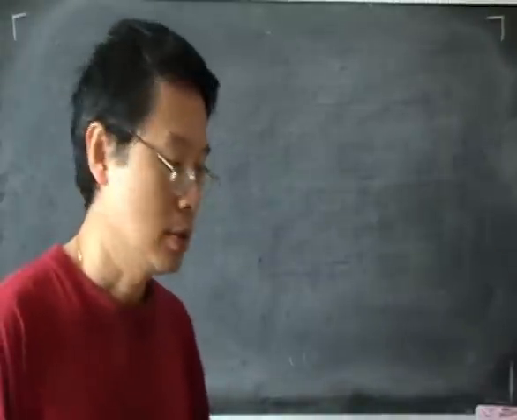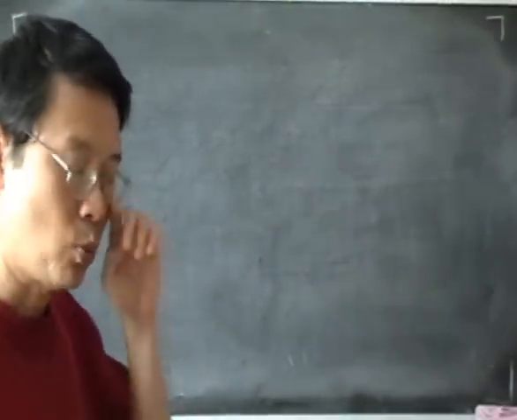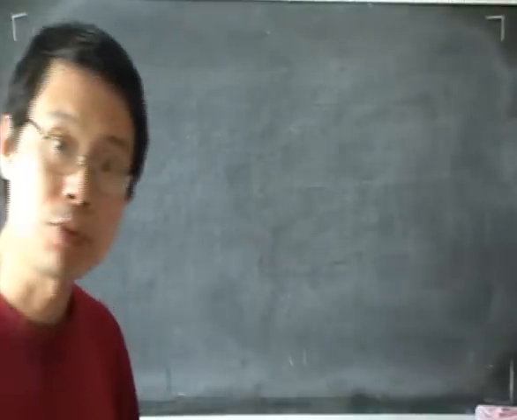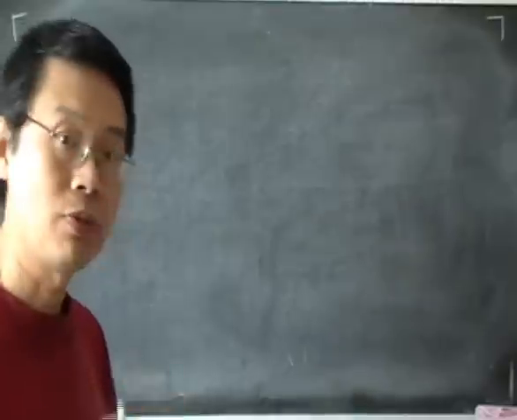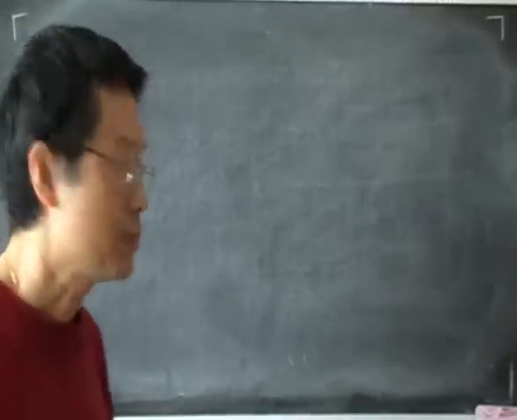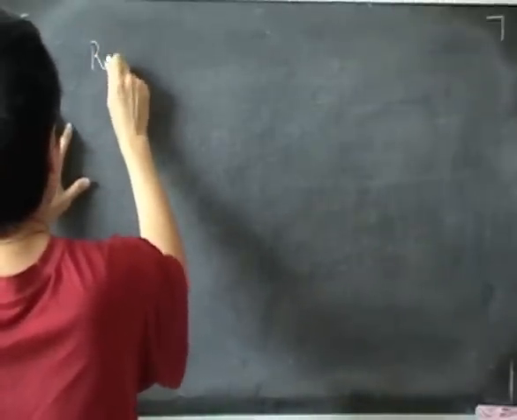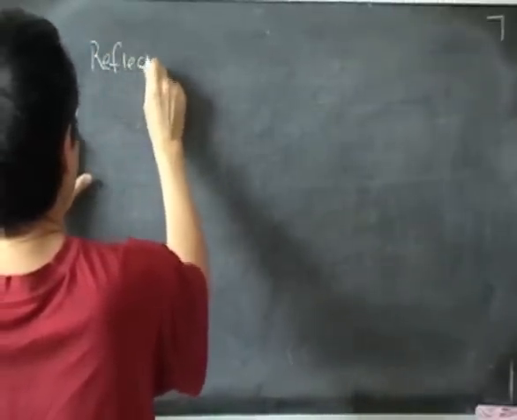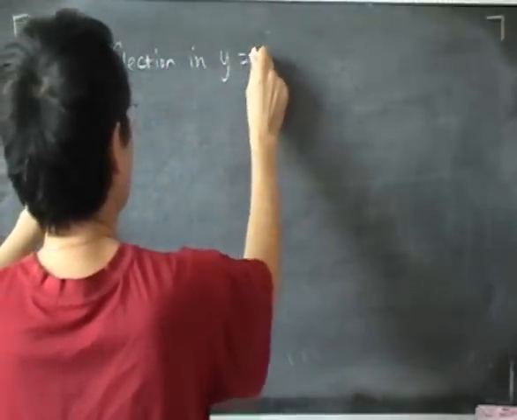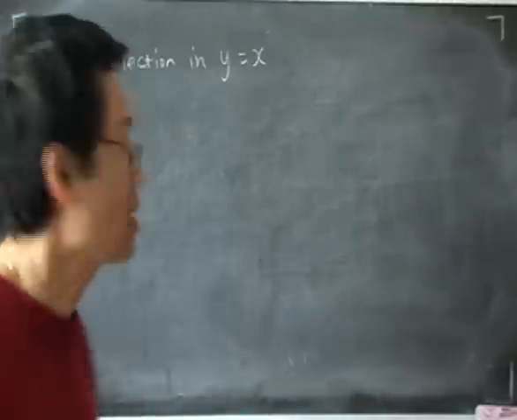The next part, we'll look at one more type of reflection, that is reflection along a line. Reflection in the y equals x line.